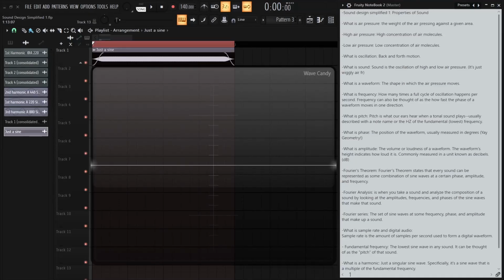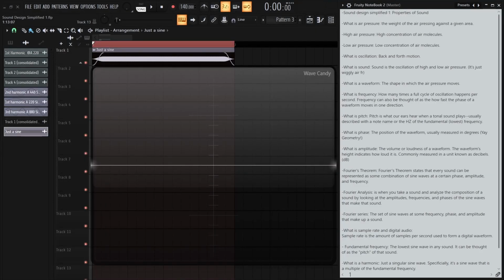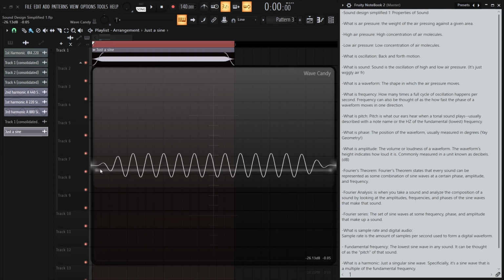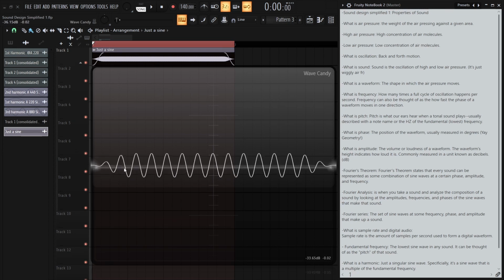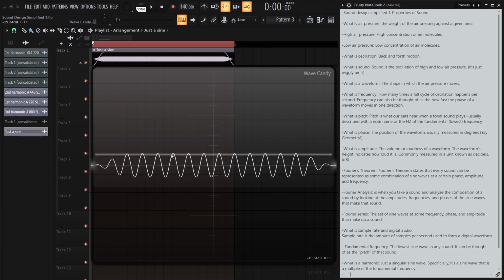The next property I'm going to go over is oscillation. Oscillation is just when something moves back and forth repeatedly. In the context of sound, whatever thing is oscillating is moving the air pressure back and forth. This is how sound is generated. If I wasn't clear enough, the line that draws the waveform in the oscilloscope just represents the oscillation between high and low air pressure when a sound is being generated.